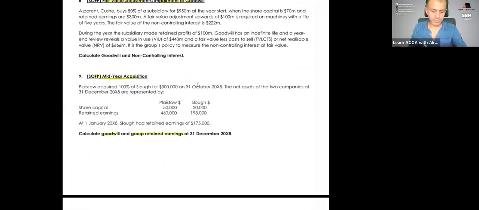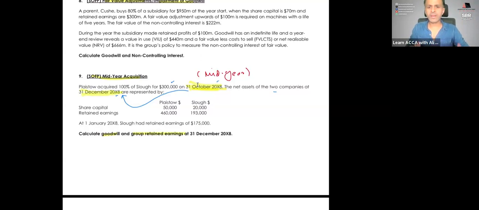Pisto acquired 100% of SLAW on this date. The net assets of the two companies at December 8. See, December 8 is the year end, and they're acquiring that company on a date that does not seem to be the start of this year. That is called a mid-year acquisition. And this needs to be checked by ourselves. No one will come and tell us. We will have to keep concentrating on the date of acquisition and the reporting date. In the first step in the question we have to do this, because mid-year acquisitions in questions are hidden like this. We have to find it out by ourselves.